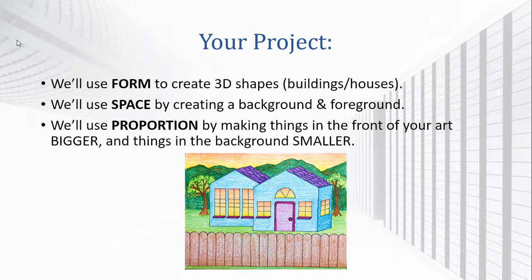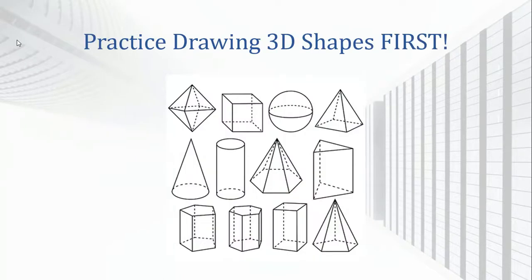For your project, we're going to use form to create 3D shapes, we'll use space to create a background and foreground, and we'll use proportion by making things in the front seem bigger and things in the background smaller. But first, we need to practice drawing 3D shapes.